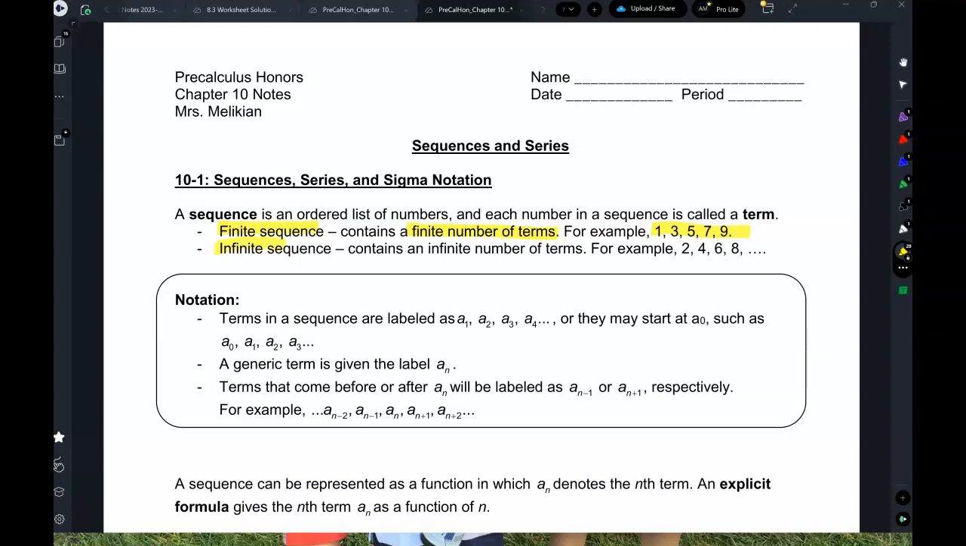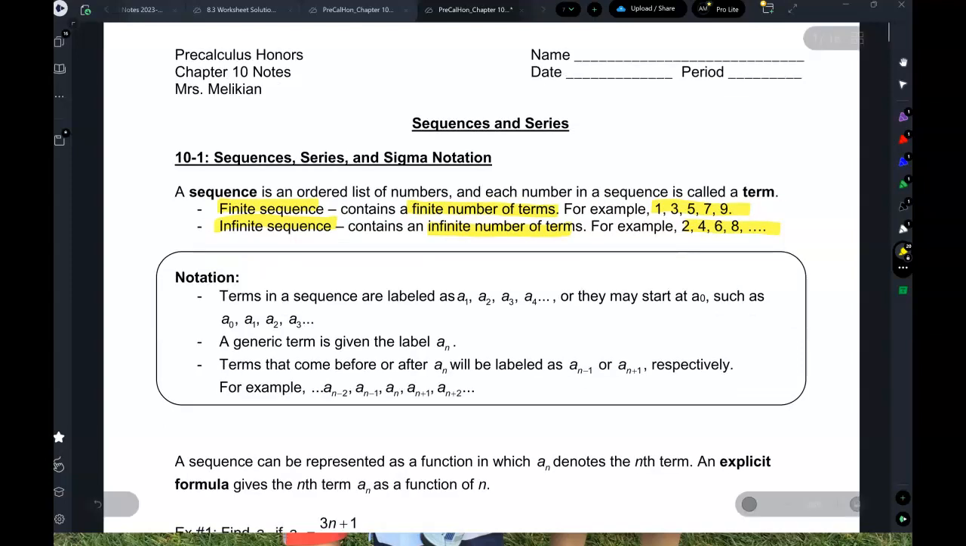An infinite sequence is just that. It has an infinite number of terms. So, for example, 2, 4, 6, 8, dot, dot, dot. The ellipsis, dot, dot, dot, is how we denote that it's infinite. But right now this is going to be all of the even numbers, period. Okay? All of the positive even numbers.